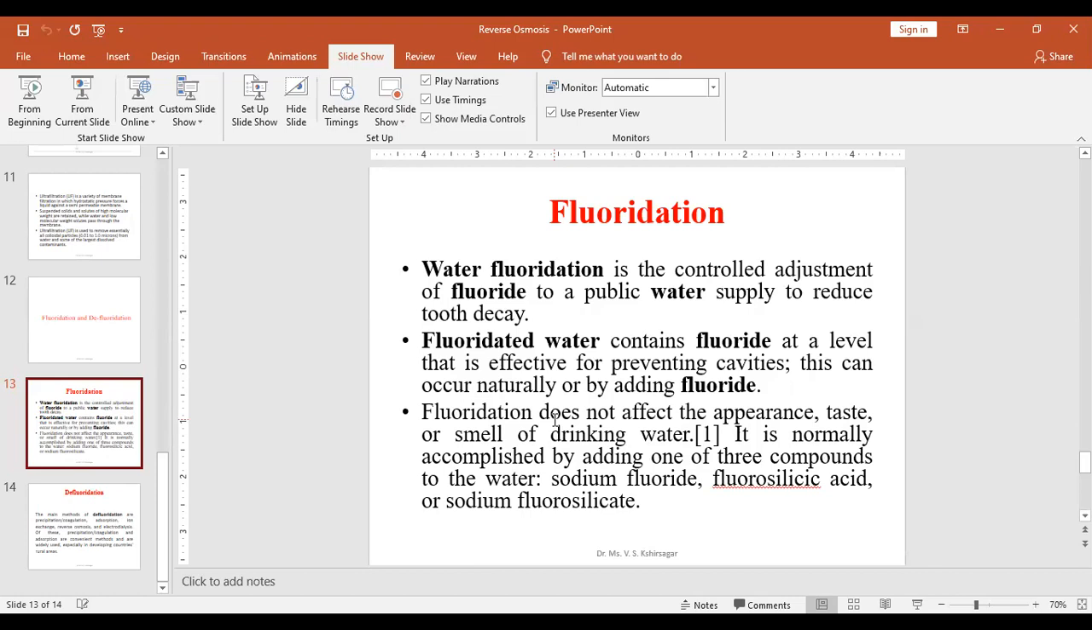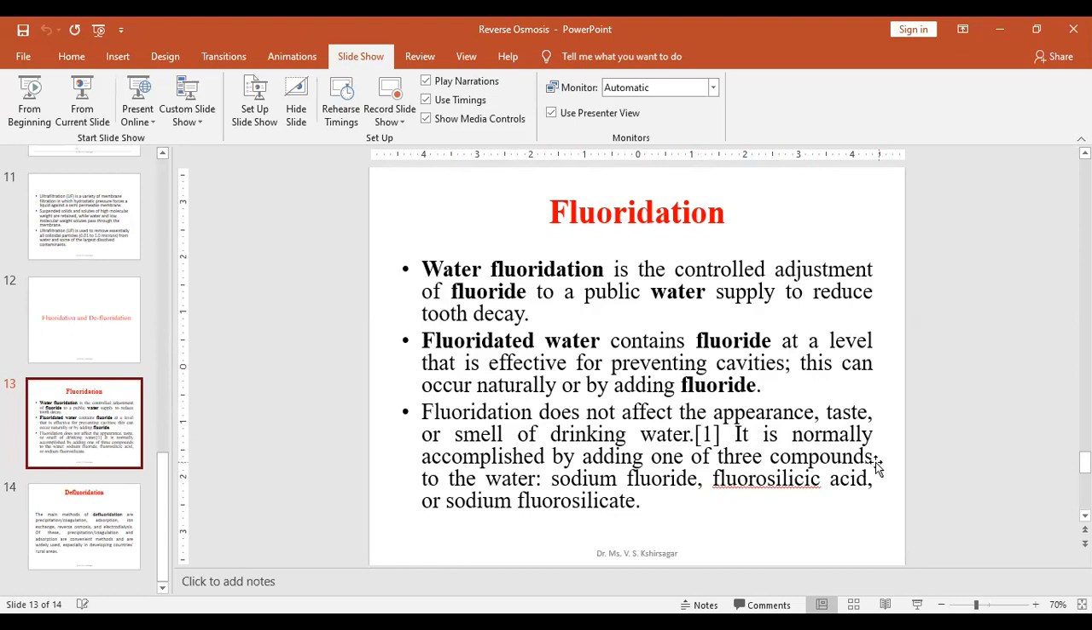Either cavities form or dental fluorosis occurs. Fluoridated water contains fluoride at a level that is effective for preventing cavities. This can occur naturally or by adding fluoride. Fluoridation does not affect the appearance, taste, or smell of drinking water.